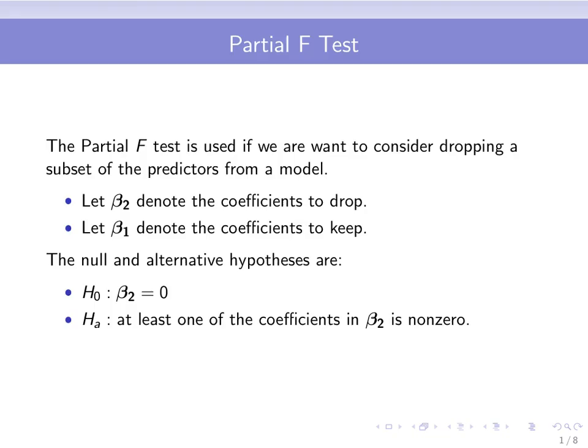So really, if you fail to reject the null, it means you could drop that subset of predictors inside beta 2. And if you reject, that means you stay with the model with all of the predictors and don't drop that subset. So this is basically saying, can we drop all of the predictors in that subset?